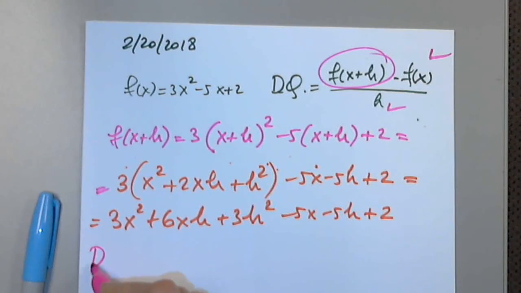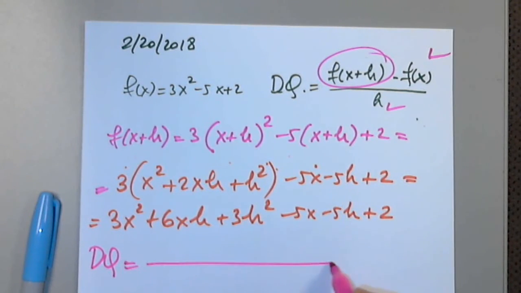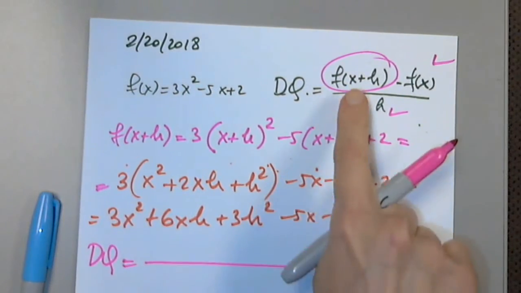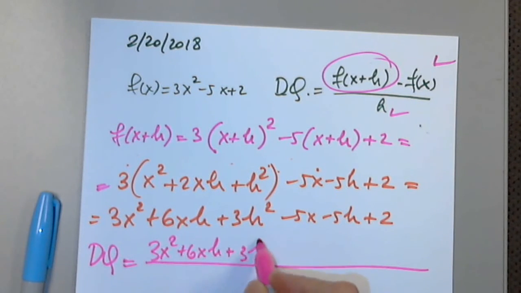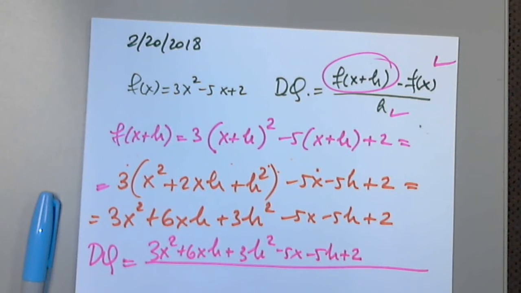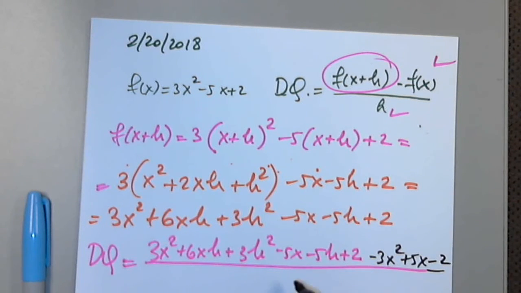So now the difference quotient, the numerator, this has to be replaced by all this. So 3x squared plus 6xh plus 3h squared minus 5x minus 5h plus 2. I only copied it. And then what do I have to write? Minus 3x squared plus 5x minus 2, all over h.